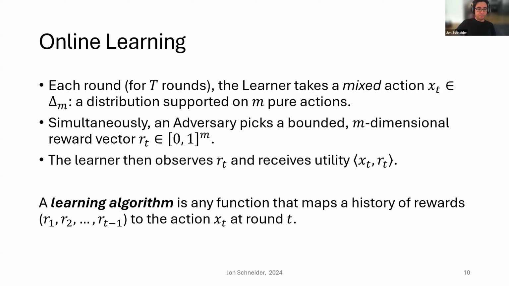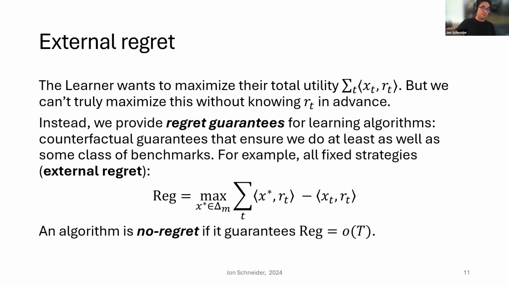All right. So this is great, but in order to say more interesting things about learning algorithms, we need to impose some desired properties. So one desired property we might want to impose on a learning algorithm is that it has low regret, specifically low external regret. So what's the motivation behind this, right? The learner ideally wants to maximize their total utility over time, but it can't truly maximize this quantity without knowing the reward vectors in advance. So we settle for something weaker. We settle for these guarantees that we call regret guarantees.